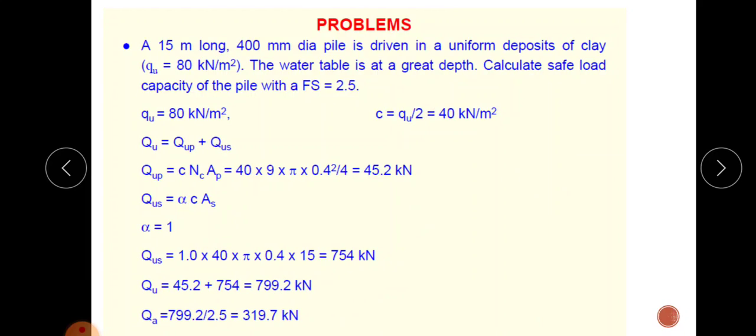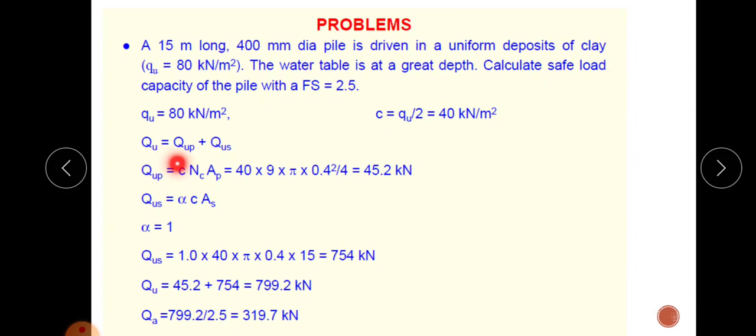First problem: a 15-meter long, 400 mm diameter pile is driven in a uniform deposit of clay. Qu is equal to 80 kN per meter square. The water table is at a great depth. Calculate the safe load capacity of the pile with a factor of safety equal to 2.5. Here we have to calculate safe load, so safe load is equal to ultimate load divided by factor of safety. First we have to calculate ultimate load QU.